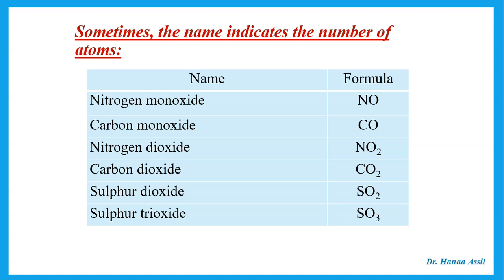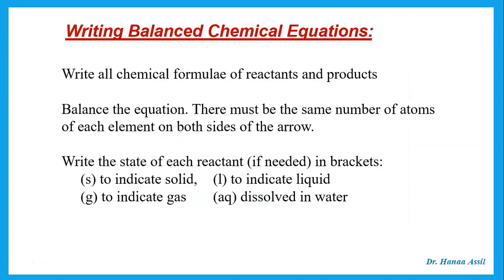So nitrogen monoxide is nitrogen with 1 oxygen, and you forget about thinking about the valencies. These are exceptions to the idea of putting the valency of one under the other. Forget about the valencies. Mono means one oxygen. Di means two oxygens. So nitrogen dioxide is NO2. Carbon dioxide is CO2. Trioxide means three oxygens. So SO3 is sulfur trioxide.